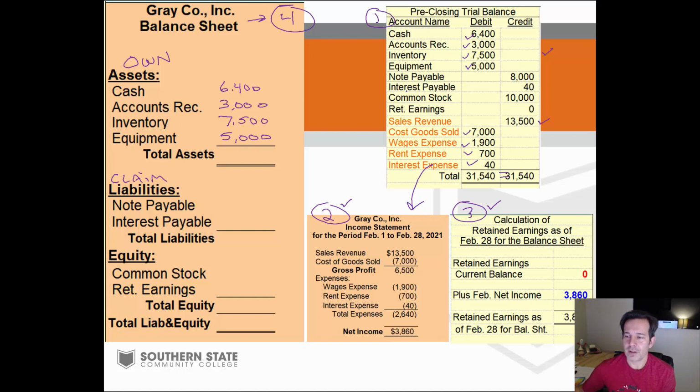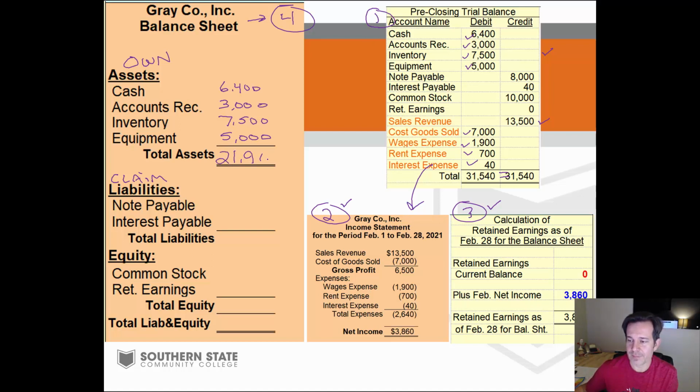There we go. Those are my assets. 64, 3,000, 7,500, 5,000 for cash, accounts receivable, inventory, and equipment. We're going to add them up. So let's get out the handy 10-key here. You can't be an accountant without having a nerdy 10-key calculator somewhere. And then 5,000. So I get 21,900 when I add those together.